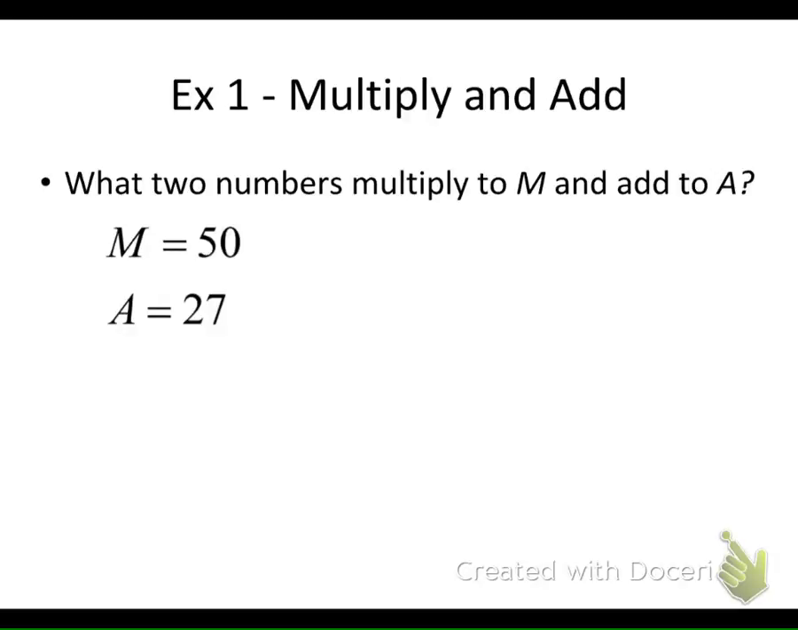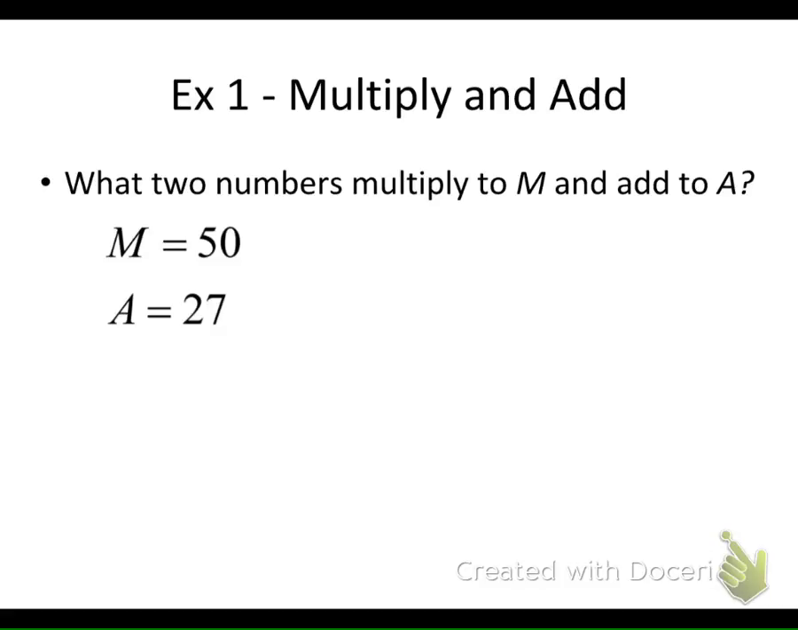So today we are going to learn the multiply and add method. Our very first example, we're starting right off the bat with an example. What two numbers multiply to M and add to A? Our multiply number is going to be 50. Our add number is going to be 27. So what we're looking for is two numbers that we can multiply together to get 50, but when we add them together, they equal 27.